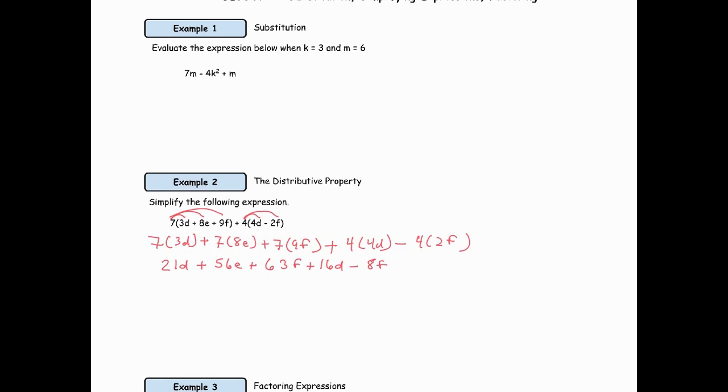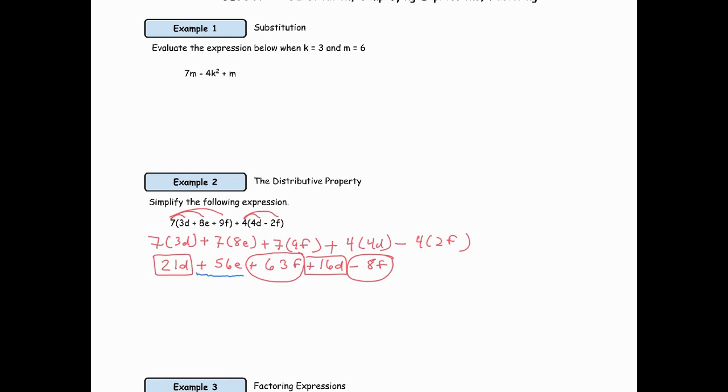So after multiplying our expressions together, we're still not simplified. What we have to do next is combine like terms. We know that like terms have the same variable, they can have different coefficients. So I see 21d plus 16d. Those are like terms. I have plus 56e. I don't see another term that has a variable of e, so that's the only term. There are no other like terms for that. Lastly, I'm looking at plus 63f minus 8f.